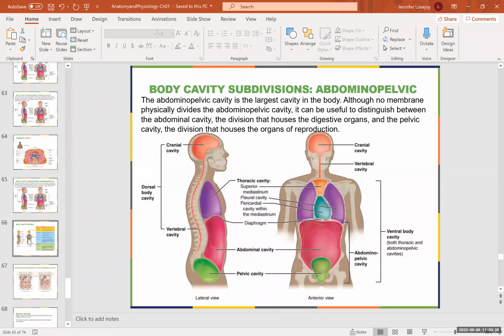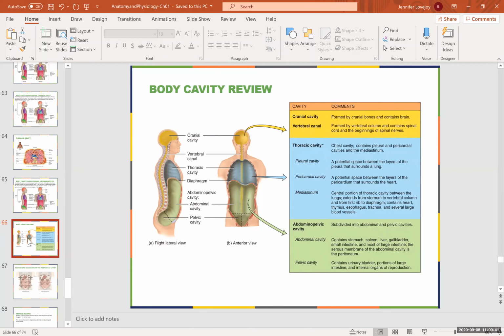All right, so one more picture showing the different body cavities and what they do. Why are they there? What do they house? So you might want to jot some of this down if you haven't already. So cranial cavity, it's there to contain our brain. So it's formed by the cranial bones and it contains the brain. The vertebral canal, so that's our vertebral column made up by our vertebrae that contains our spinal cord.